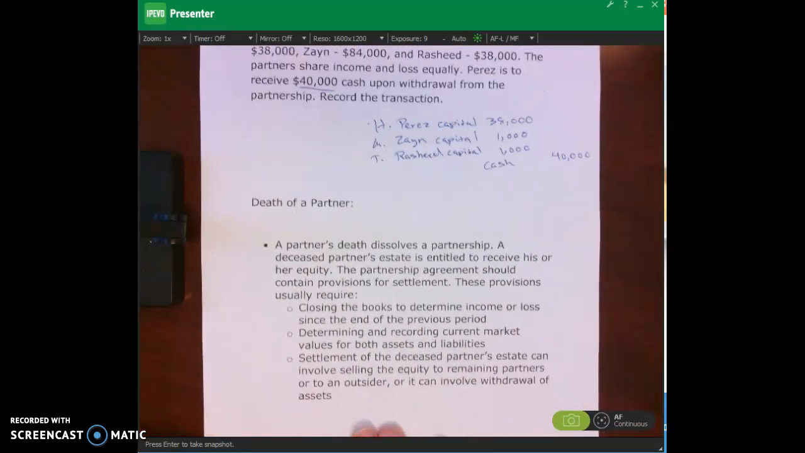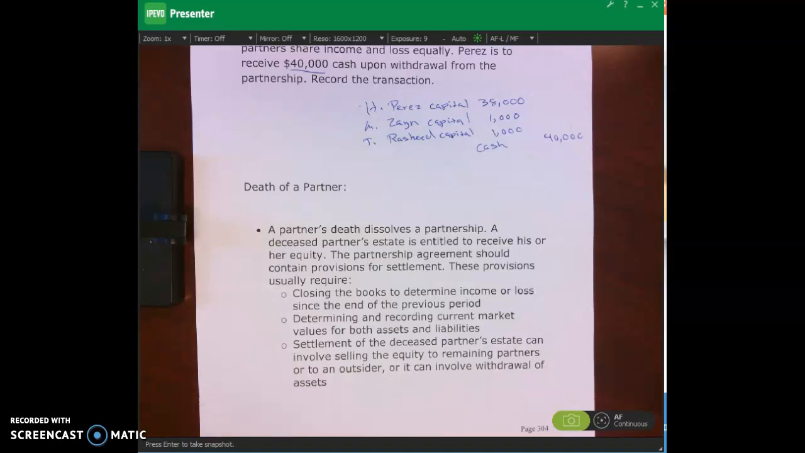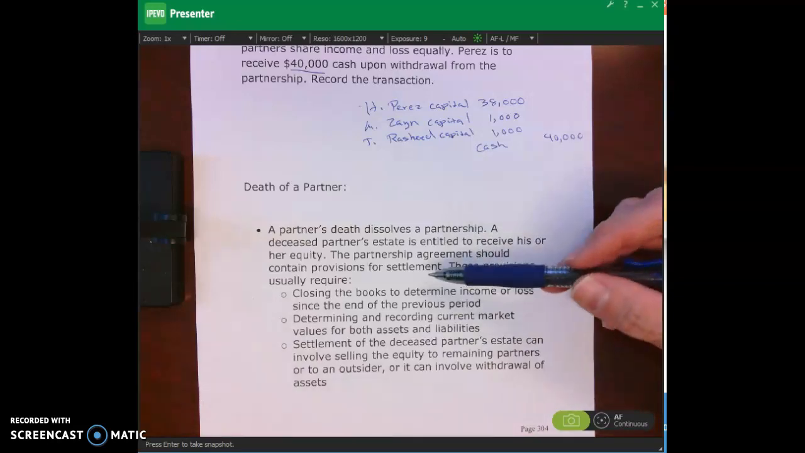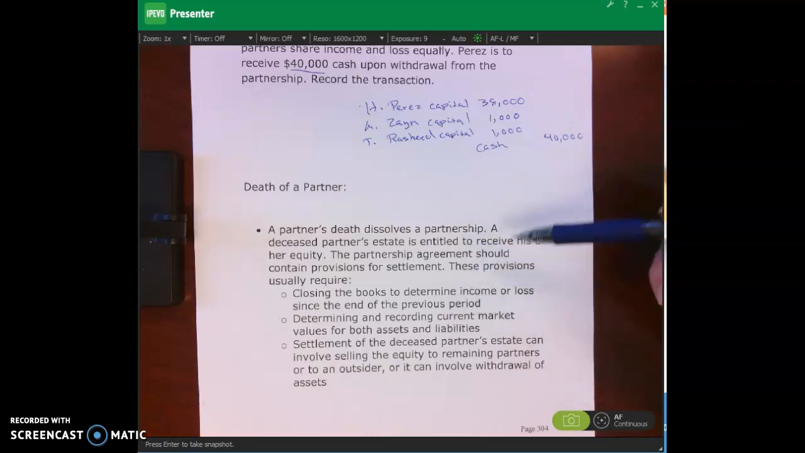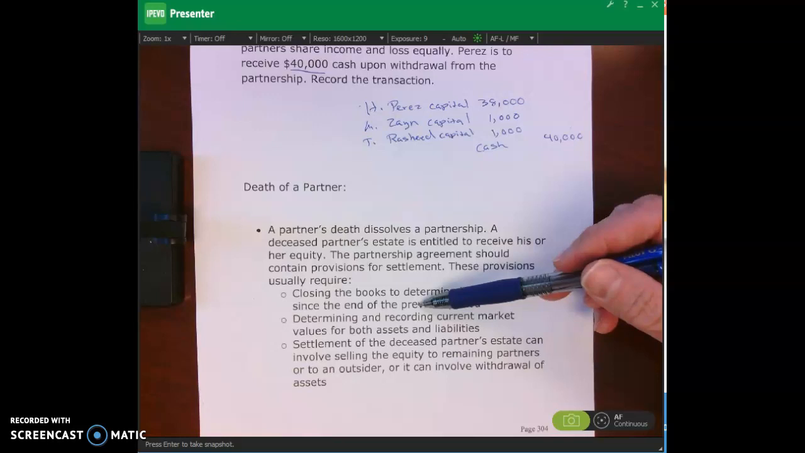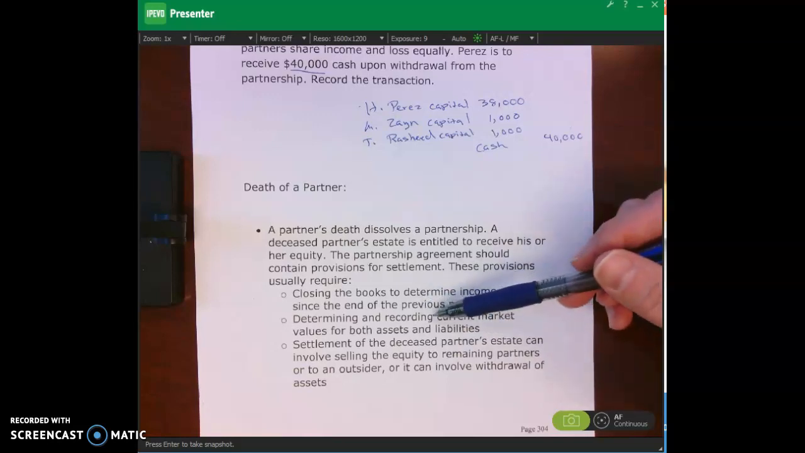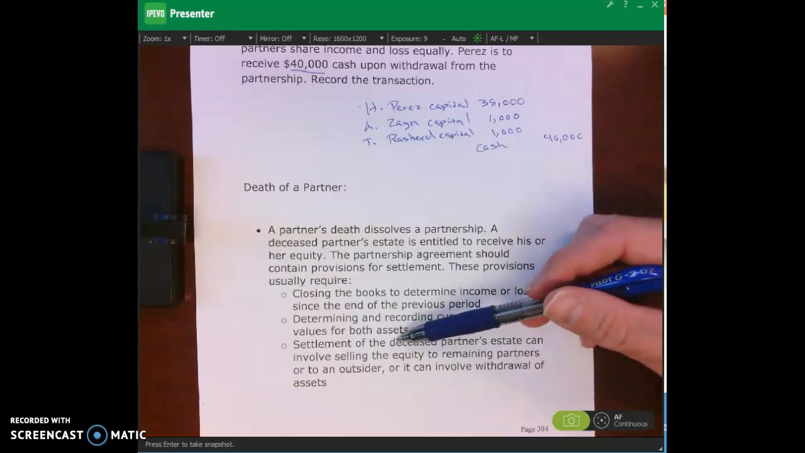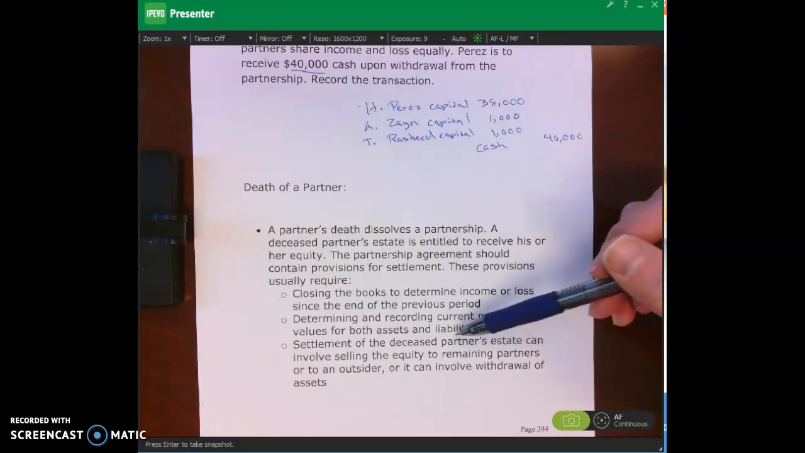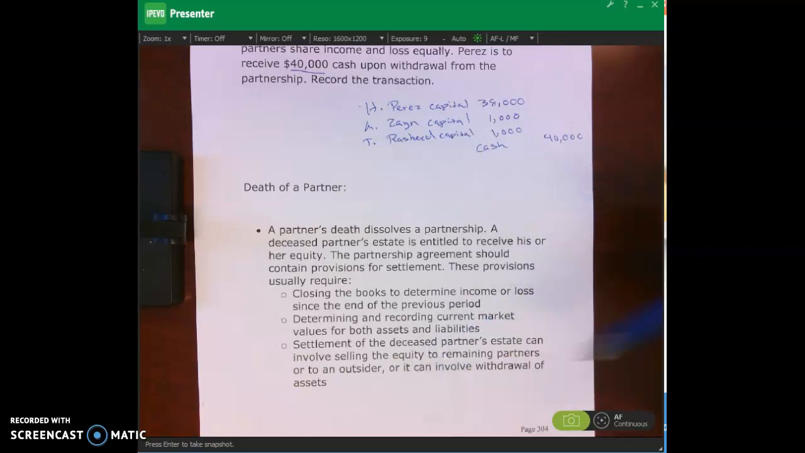Now, a partner's death dissolves the partnership, and the deceased partner's estate is entitled to receive his or her equity. We should address the death of a partner in the partnership agreement, which has some provisions. We have to close the books to determine the income or loss since the end of the previous accounting period, and determine and record any current market values for assets and liabilities. The settlement of the deceased partner's estate can involve selling the equity to remaining partners or to an outsider, or it can involve the withdrawal of assets.